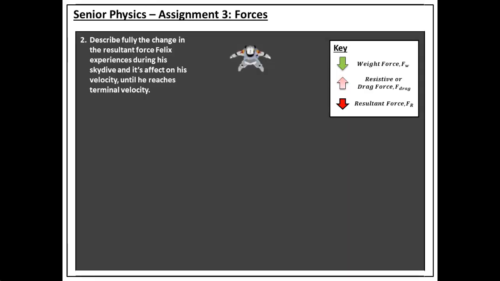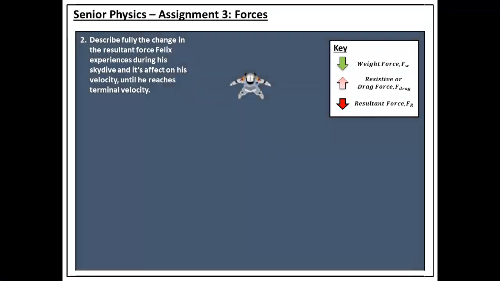Now in question 2, it asks you to describe fully the change in resultant force on Felix and to describe the effect on his velocity until he reaches his terminal velocity. This is when he is at a maximum constant velocity. Before he leaves his capsule, Felix has a vertical velocity of 0 meters per second. He is stationary. Once he jumps, he begins to accelerate towards the Earth.